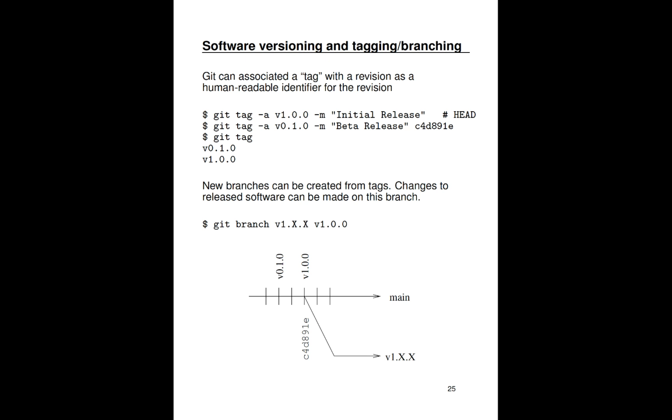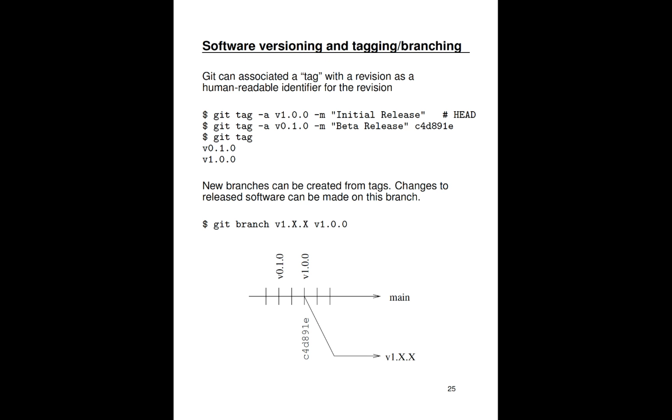When you issue the git tag command with no arguments, it prints out the list of all available tags. So tags not only provide good history information, you can also, because they are essentially an alias for a revision, create a new branch from a particular tag instead of the commit hash. So you can say git branch, and you can have a new branch that is named v1.x.x from the v1.0.0.